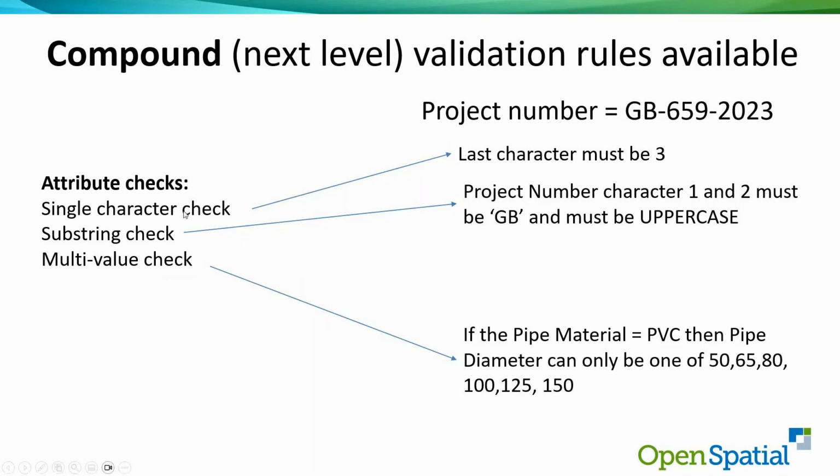For example, with attribute single character check, say we've got a typical project number that must start with a GB, so the first two characters must be GB and uppercase, so that's a substring check. The last character must be a 23 for the year or something like that. The other one is a multi-value check. I know in A-SPEC there are no diameters defined. So with a multi-value check, for a specific pipe material, here are my valid diameters. If it's PVC or UPVC, then here's a list of my valid diameters across the entire system. So anything that I want to compare to anything else can be defined within the configuration.